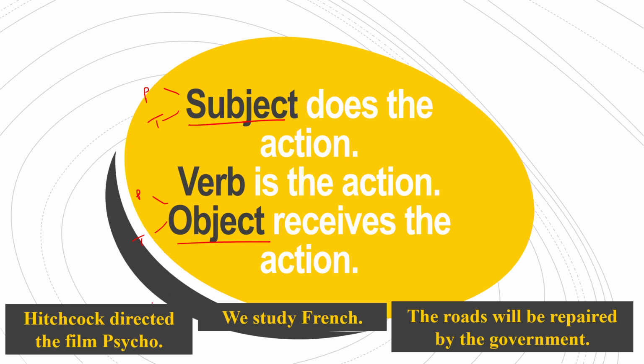Look at the first sentence. Hitchcock directed the film Psycho. First look for the verb. The verb is directed. Who directed? Hitchcock, so that becomes the subject. What was directed? What has received that action of being directed is the film, so that becomes the object.